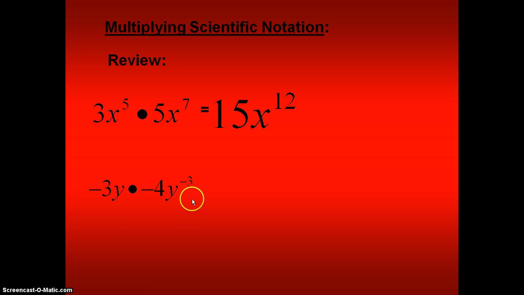Okay, take a look at this. If you have negative 3 times negative 4, you're going to multiply those two numbers first. Negative times negative gives you a positive. 3 times 4 gives you 12. Then you have a y here and a y here, like bases, so you're going to add the exponents. Just be careful here because this is a 1 as an exponent, and this is a negative 3. So you're going to end up with 12 times y to the negative second power. You have 1 plus negative 3, which gives you negative 2.